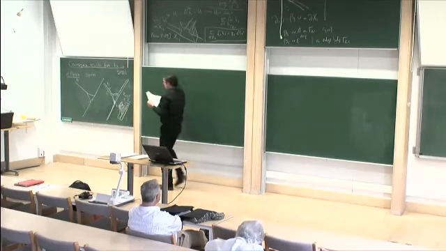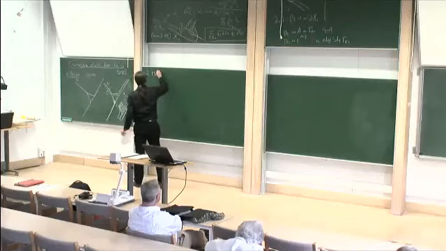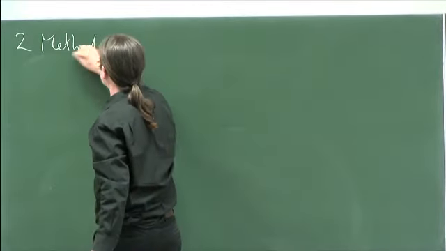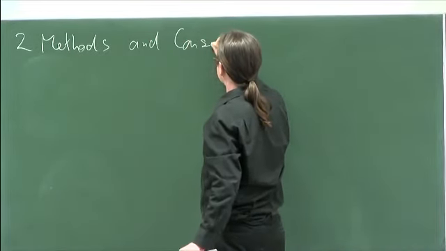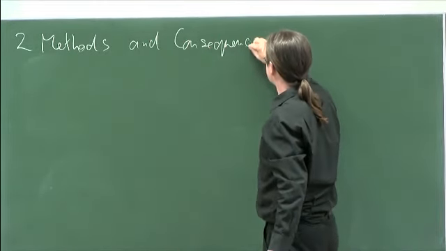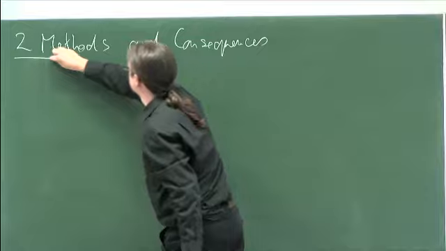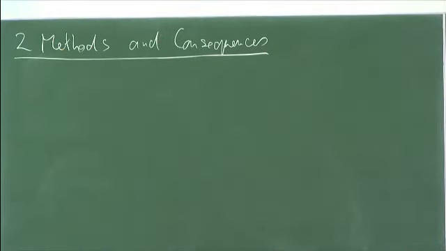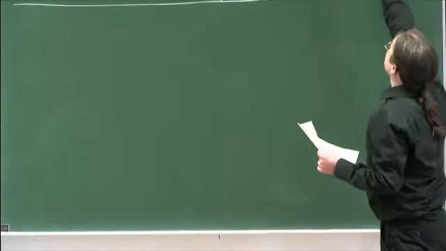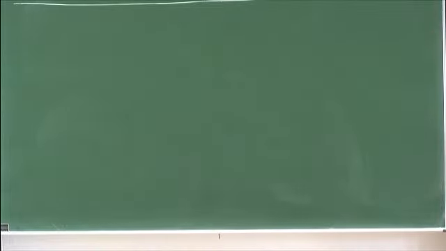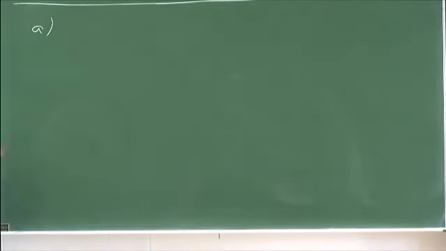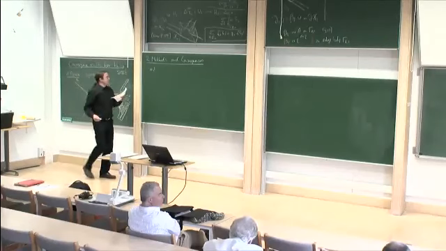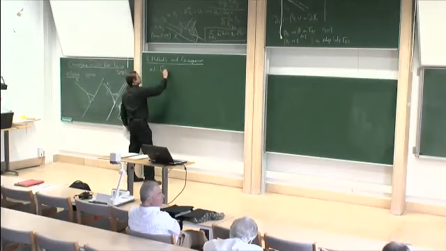Let me come now to the methods and consequences. What do I mean by the statement that the operators converge? Let me do it in a very simple setting. You can do it more generally, but I don't want to introduce too much notation.